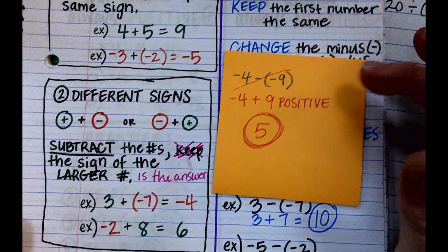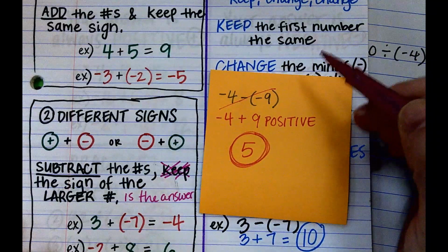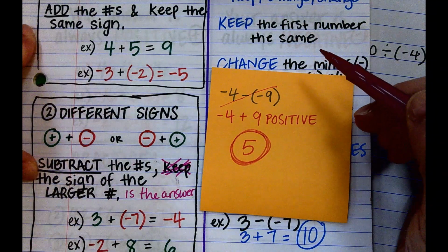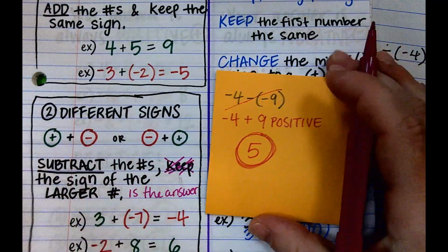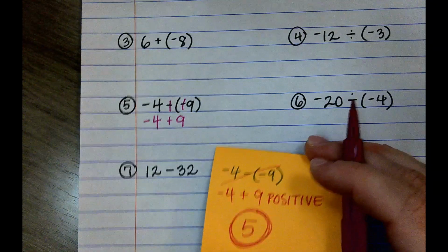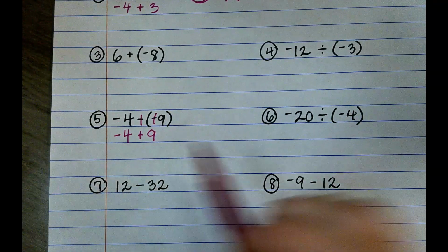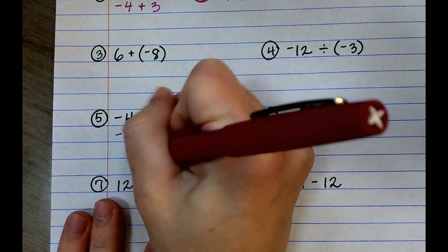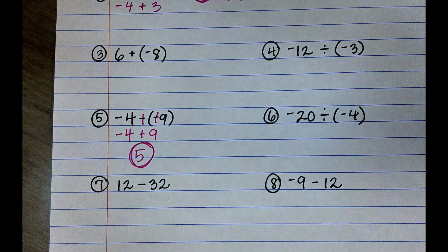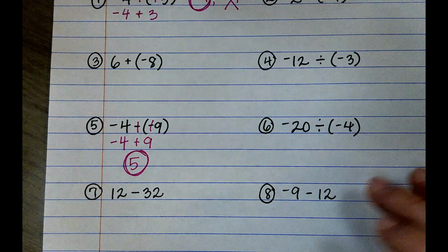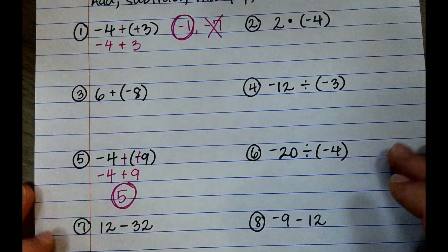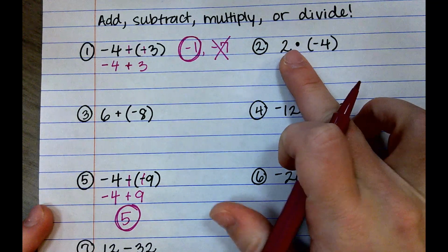So if we ever subtract, we do keep, change, and then we use our addition rules. Any other questions about number 5? Fractions are tricky. Let's go back up to the top.